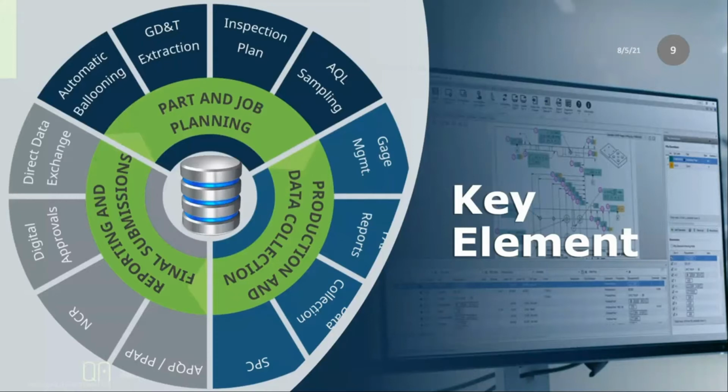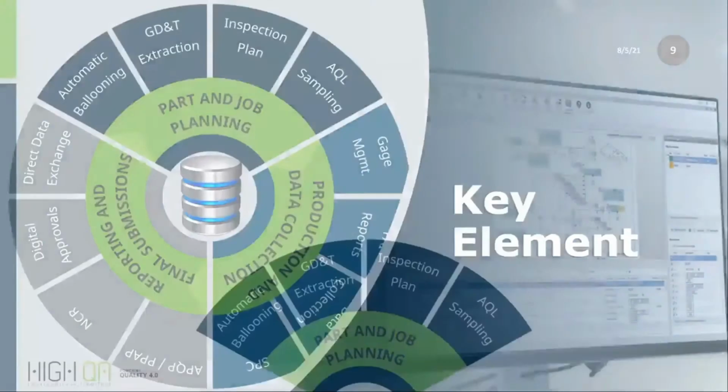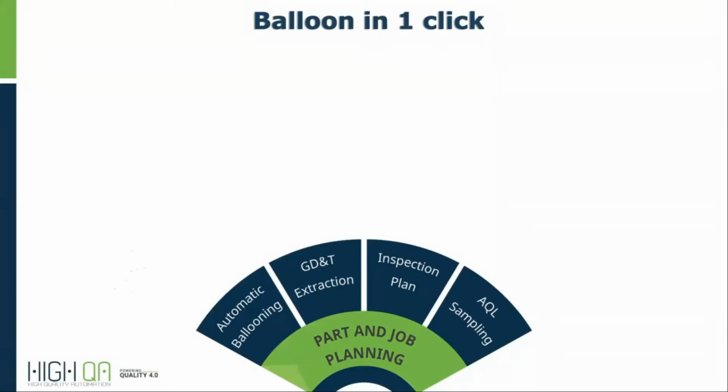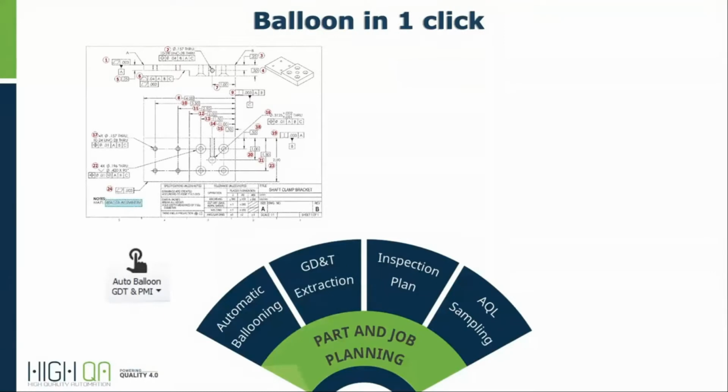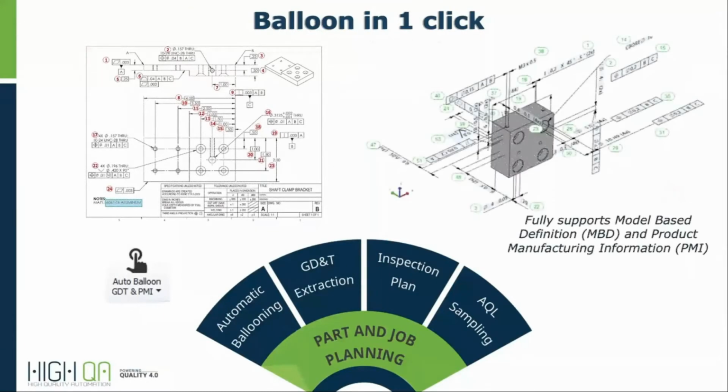How? Let's briefly touch on some of the key elements. Imagine taking a print, ballooning it in one click, while at the same time extracting all the GD&T information and building a complete bill of characteristics in less than 2 minutes. But what's important here is to realize that once we balloon the drawing or import the 3D model, that information becomes the basis for communication within your organization. You now have a common denominator to communicate.